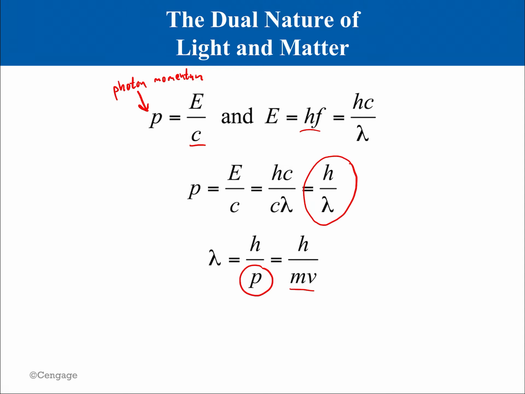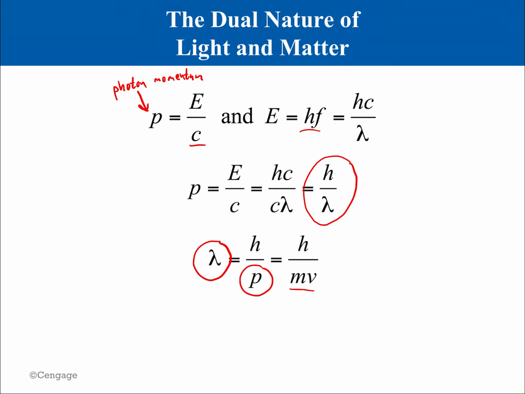Because the momentum of a particle of mass m and speed v is mv, the de Broglie wavelength of a particle is given by that relationship. So that right there would be the de Broglie wavelength. And we use that term if we're referring to the wavelength of matter. For example, small things like electrons and protons have an associated wavelength with them.